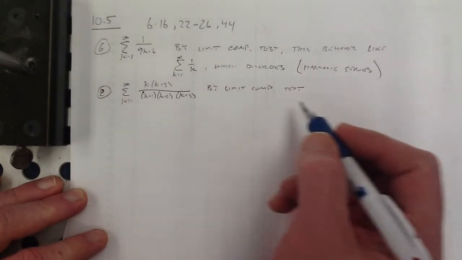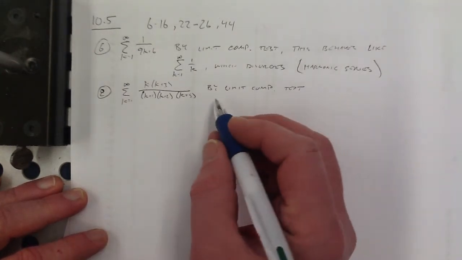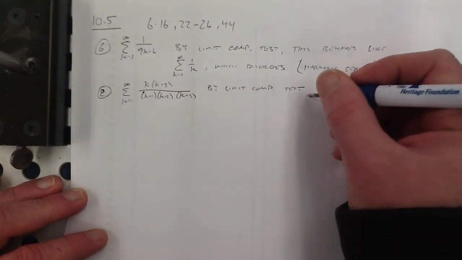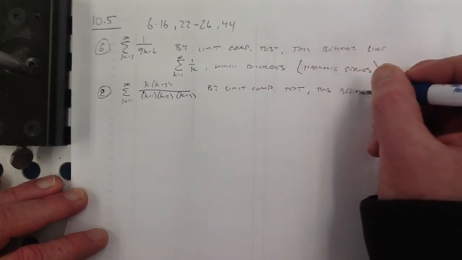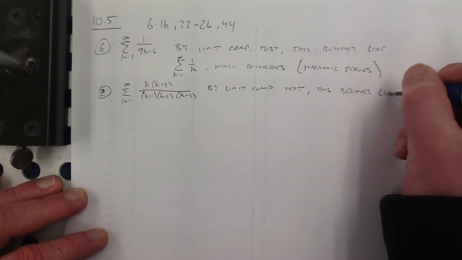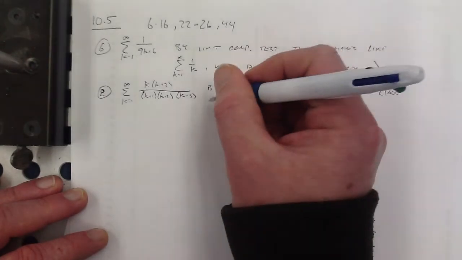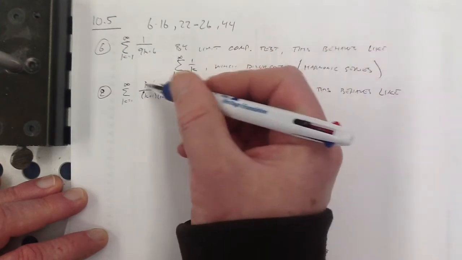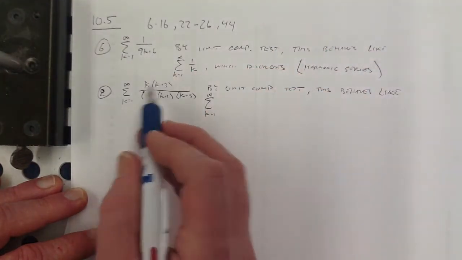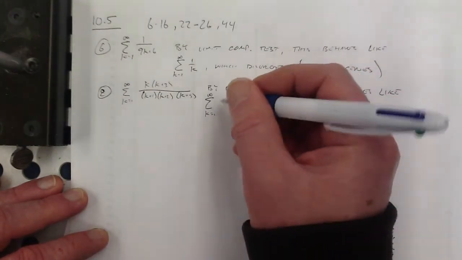So here, this is actually exactly the same reasoning. By limit comparison test, this also behaves like the harmonic series, because the highest power on the top is k squared and on the bottom is k cubed.